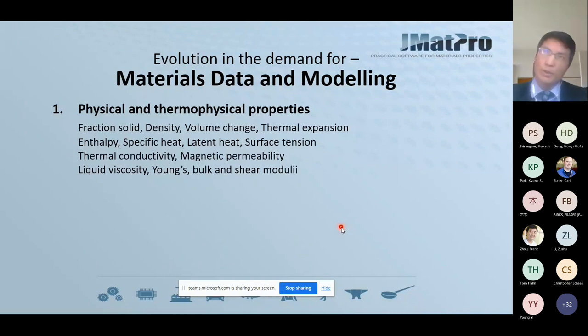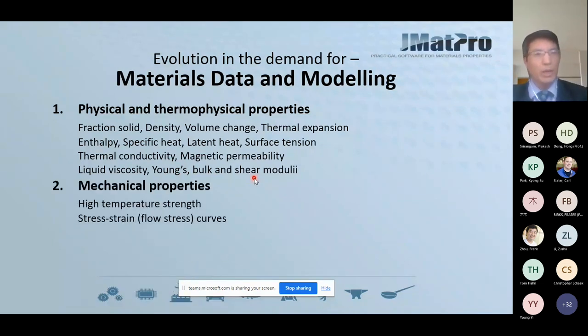For instance, if you want to deal with heat transfer or casting simulation of that sort, then you need lots of physical and thermal mechanical properties. And here's a list of some of them. I wouldn't repeat, but basically it covers fraction solid, enthalpy, thermal conductivity, and your modulus, Poisson's ratio, those kinds of properties. And if you want to consider deformation mechanics, that is stress strain field in your simulation, you will require material data like mechanical properties, that is the high temperature strength and stress strain curves or flow stress curves.